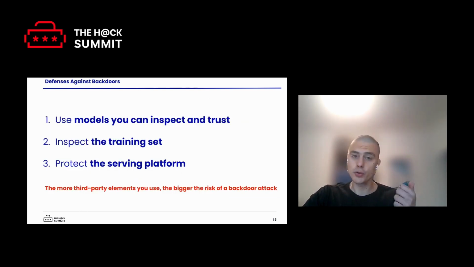The first one is to use models that you can inspect and trust. So do not use open source models that you have not validated, that you have no control on. If you're using third-party APIs that are pre-trained or are leveraging some kind of secret training data set or secret code, that's potentially an avenue through which backdoor attacks can be executed. Secondly, have control over the training data set. And that's actually the hardest to satisfy.